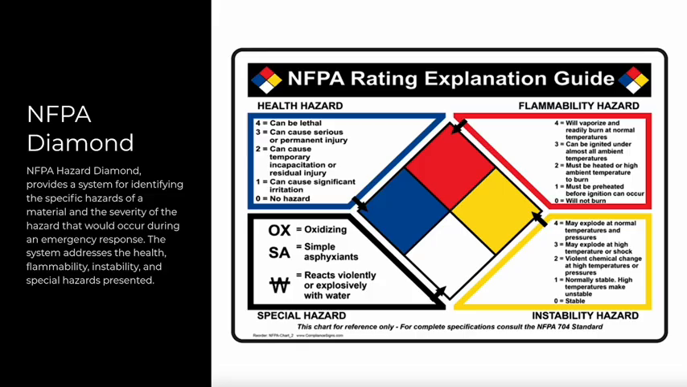Flammability. This section represents the potential for the material to catch fire or contribute to a fire. The number in this section ranges from 0, will not burn, to 4, will rapidly vaporize at normal temperatures and pressures and will burn fiercely. Instability. This section represents the potential for the material to react or explode. The number in this section ranges from 0, stable, to 4, readily detonates. Special. This section represents any special hazards associated with the material, such as the potential for a toxic gas release or the presence of a strong oxidizer. The symbol in this section can be a letter or an asterisk.